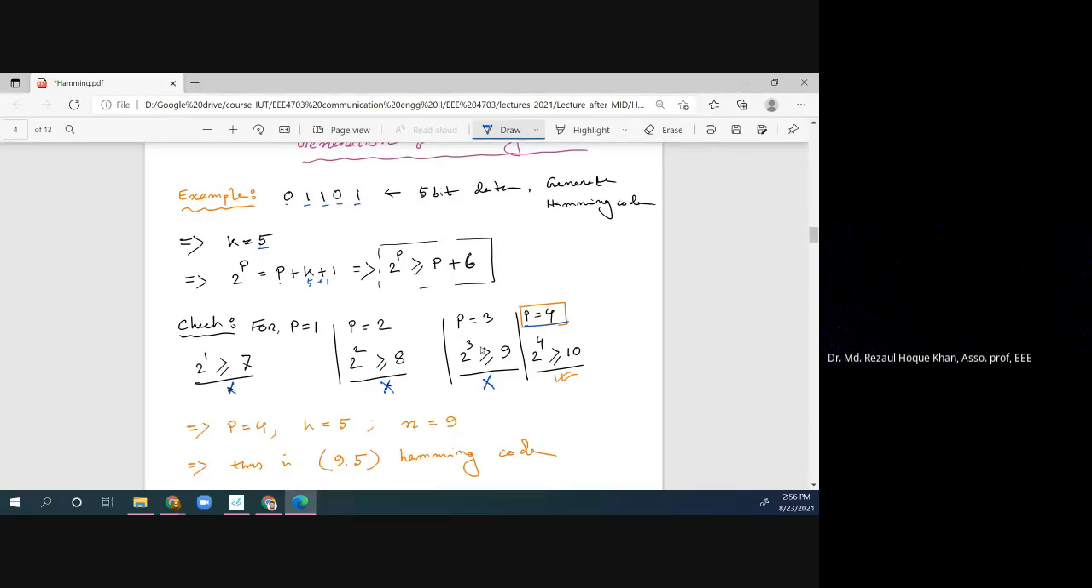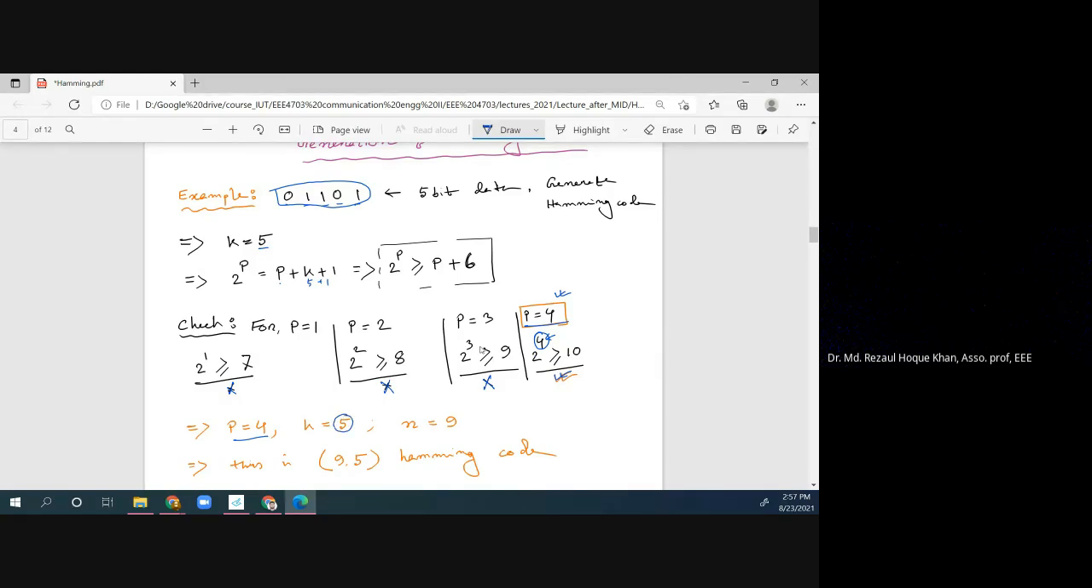16 is greater than 10, so this satisfies. Actually, we find that p equal to 4. At p equal to 4, this satisfies. So I know p equal to 4. Our message bit was 5 bits, so this is actually our 5-bit message.